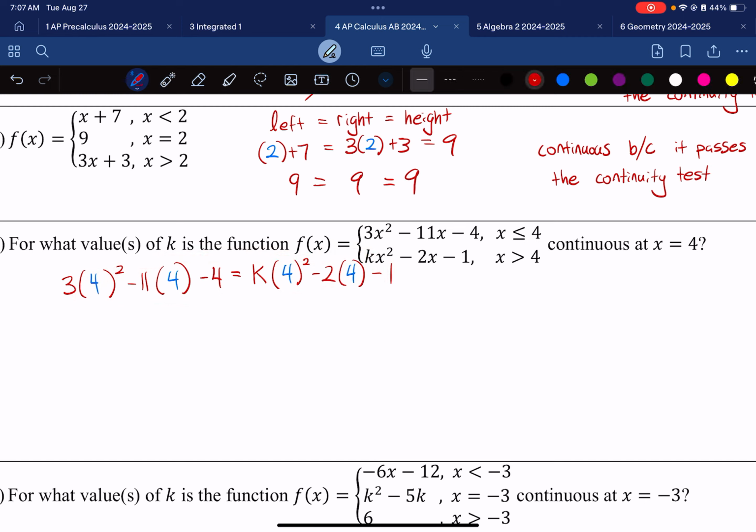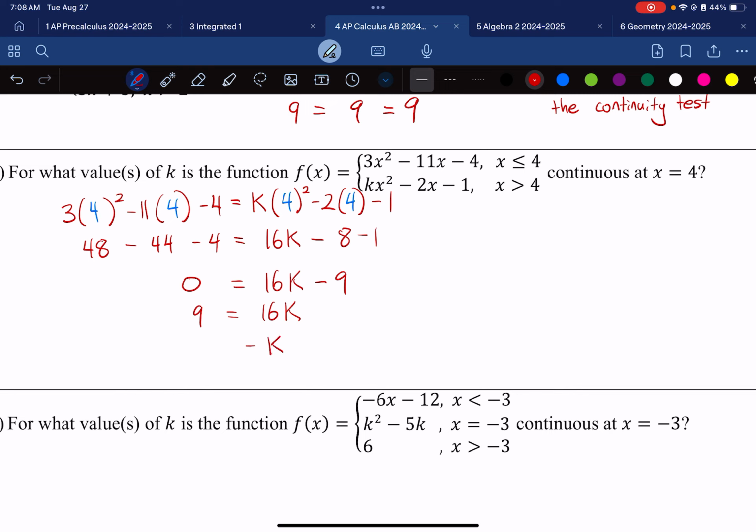So here we go. 4 squared is 16. 16 times 3 is 48. Minus 44 minus 4. 48 minus 4 is 44, and 44 minus 44 is 0. This entire side is going to be 0. All right, 4 squared is 16, so it's 16k minus 8 minus 1, which is 16k minus 9. Let's add 9 to both sides, so we get 9 is equal to 16k. And then finally divide by 16 on both sides, and I get k is equal to 9 divided by 16. So that's the value that will make it continuous. If you don't have this value, then it will be discontinuous, and these two sides won't match up to the same height. So I should probably box my work so that the AP graders can see the answer real quick.